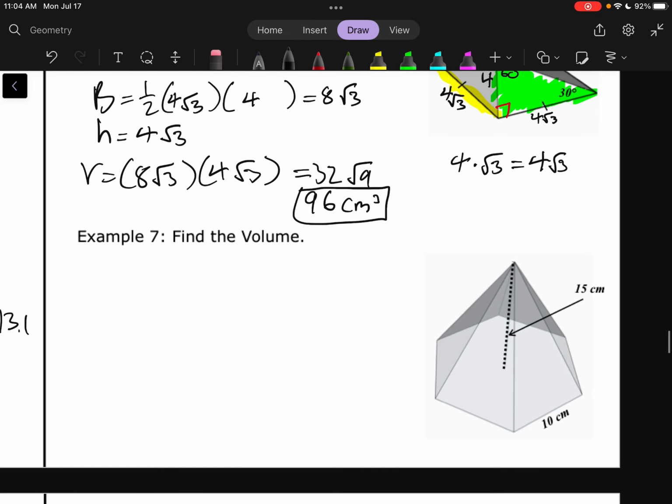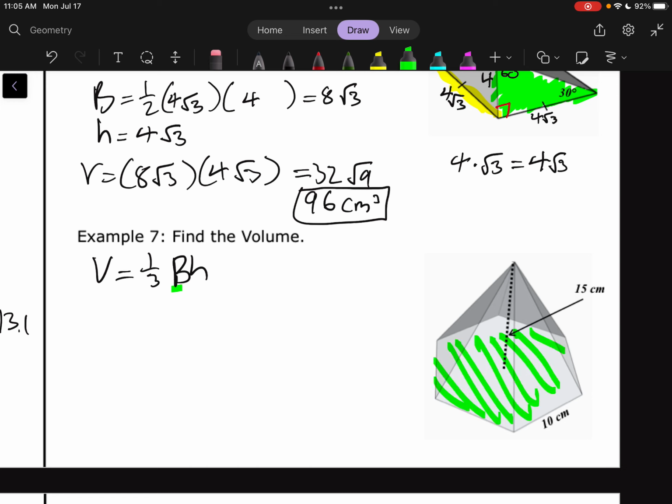And lastly, we have this hexagonal pyramid. Now, all pyramids are 1/3 big BH. Big B is the area of the base, of course. It's the area of this hexagon down here. Now, to find the area of a hexagon, or any regular polygon, the formula is 1/2 AP. Now, we don't have the A, but we could draw it in. It would look like that, right? Form a right angle, it would split this side in half. And if the entire side is 10, then this little part would be 5.